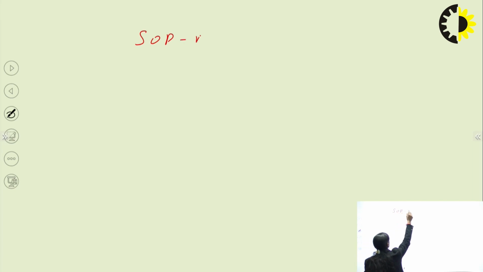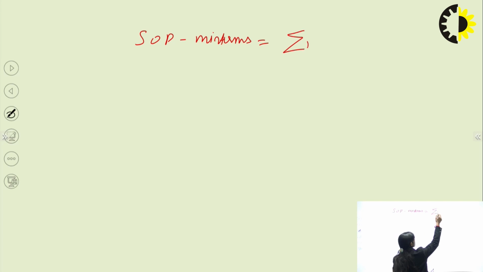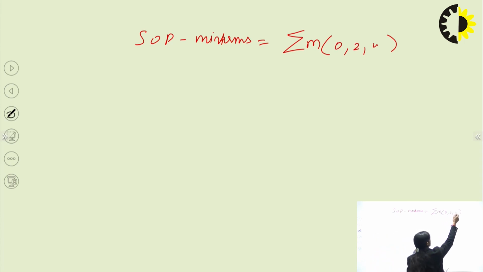If I first cover the fundamentals, SOP corresponds to min terms, and it is represented as a summation of min terms. We are going to represent this in this way. Suppose I am taking the min terms as 0, 2, 4, randomly taking these numbers. These min terms correspond to logic 1.